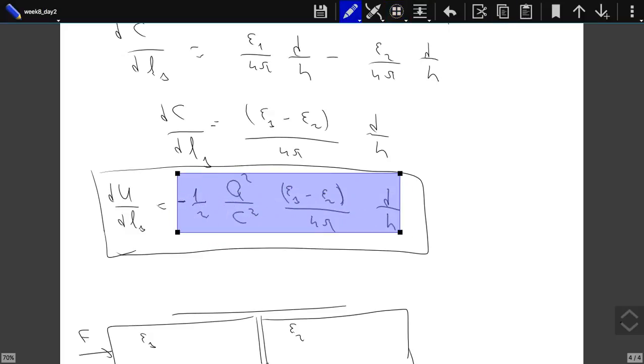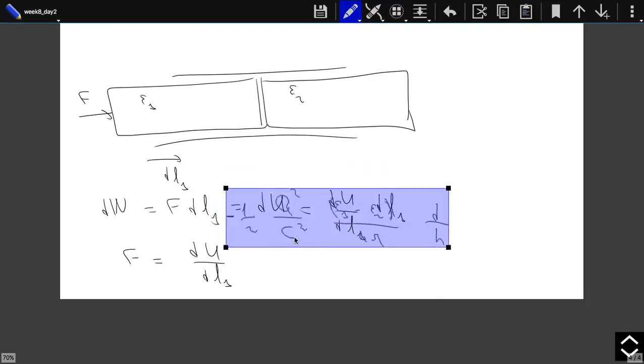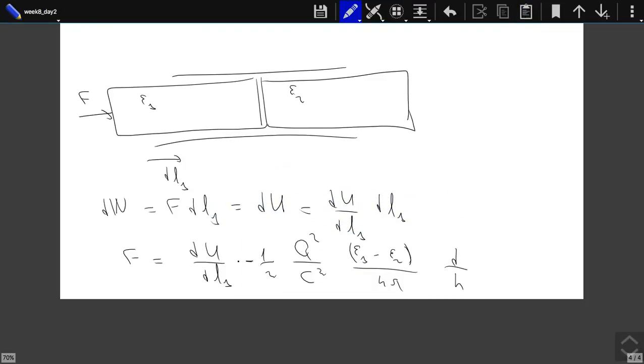Remember, this is the force that we are exerting. Well, the minus sign basically tells me that I have to be exerting the force in the other direction. Well, it depends on epsilon 1 and epsilon 2, of course. Let's say if epsilon 2 is the vacuum, epsilon 2 is 1, epsilon 1 will be larger than 1. So epsilon 1 minus epsilon 2 is larger than 0, so the force is negative. So that would just tell me, as I said, I have to be exerting a force in the other direction. So the capacitor tries to pull in the dielectric. And to balance that, we have to be trying to push it out.